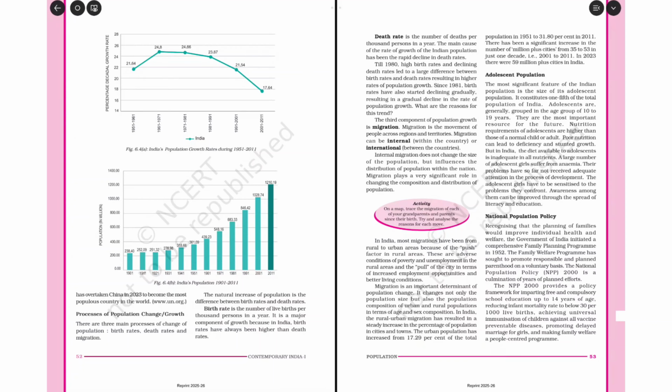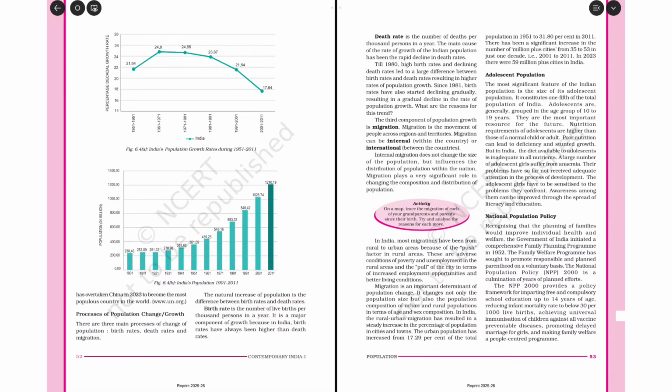The NPP 2000 provides a policy framework for imparting free and compulsory school education up to 14 years of age, reducing infant mortality rate to below 30 per 1,000 live births, achieving universal immunization of children against all vaccine-preventable diseases, promoting delayed marriage for girls, and making family welfare a people-centered program. So they describe the National Population Policy of 2000 as a culmination of those decades of effort. It represents the climax, the synthesized strategy resulting from years of trial and error.